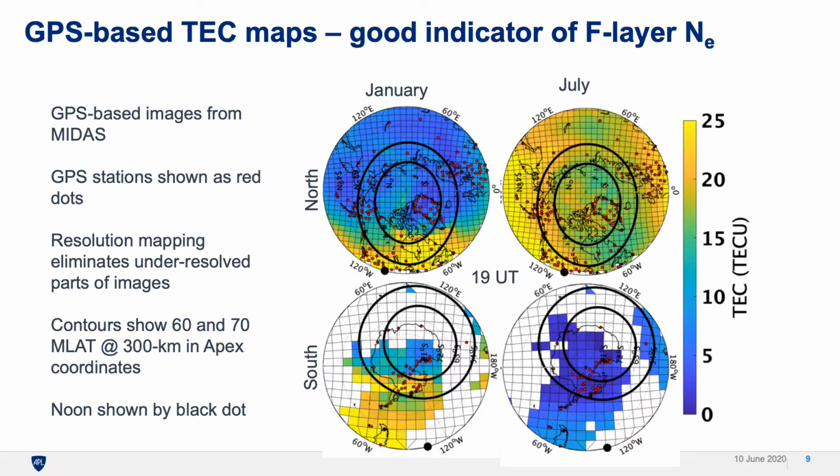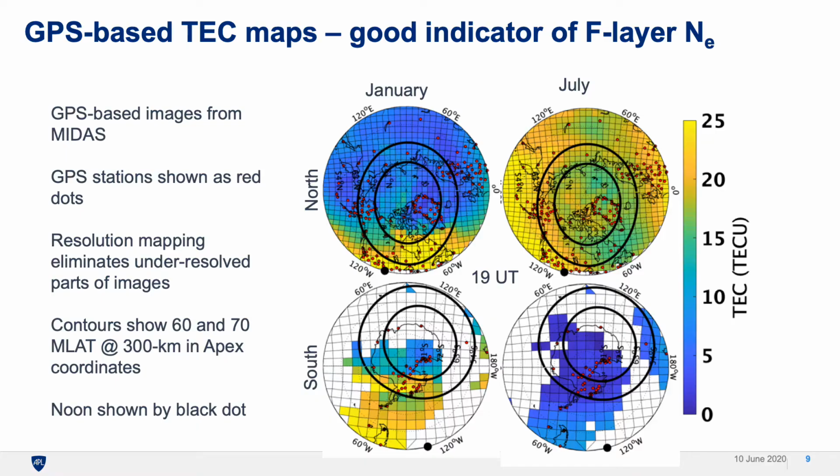So here we're showing images of total electron content from the MIDAS algorithm. The GPS ground stations are shown in red. The coverage is much better in the north. The 60 and 70 degrees magnetic are shown as the black contours. Noon is indicated by the black dots at the perimeter. And what we can see at the top left image is a tongue of ionization starting to form from the American sector just post-noon, and it's just pushing its way into the polar cap there. In the bottom left, we can see a similar structure, even denser, which is cutting across the western part of the continent.